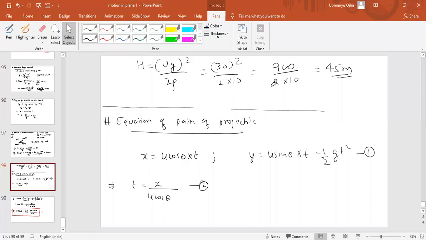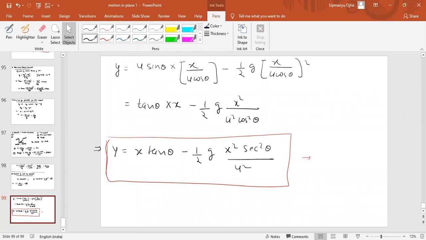So that is the equation of projectile. Basically, the theory part of projectile is up to here only. We have to practice more problems here.